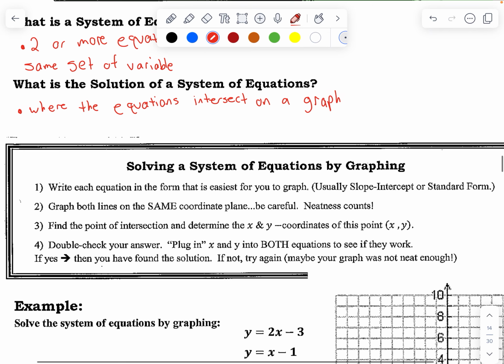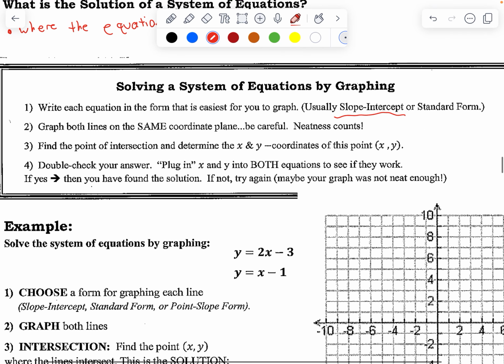When solving a system of equations by graphing, you're first going to rewrite the equation in whatever form is easier for you. My recommendation is slope-intercept form. I think that's the easiest, but you can also rewrite it in standard form to solve it by graphing the intercepts. Remember, we use the standard form for graphing the intercepts.